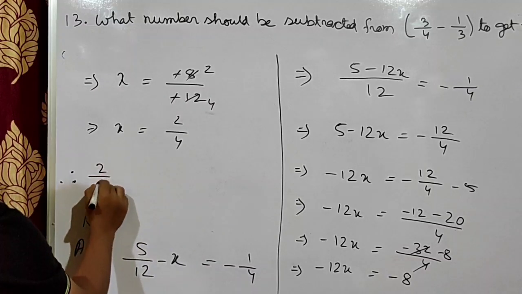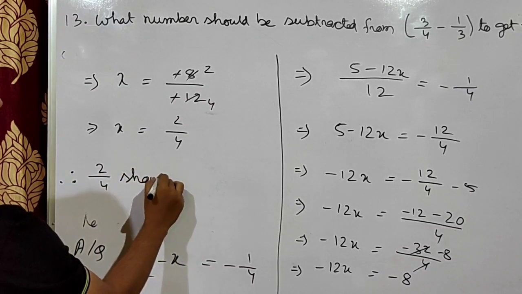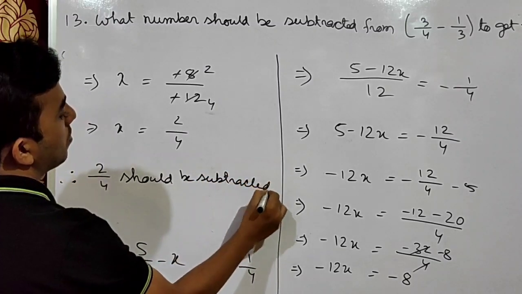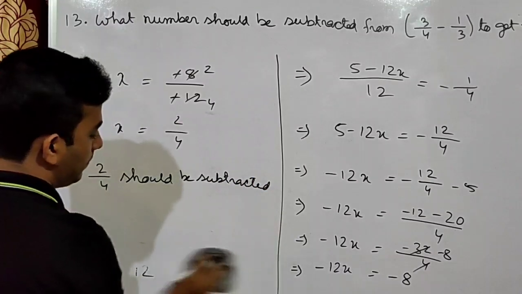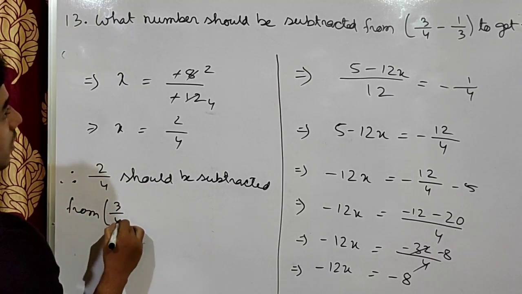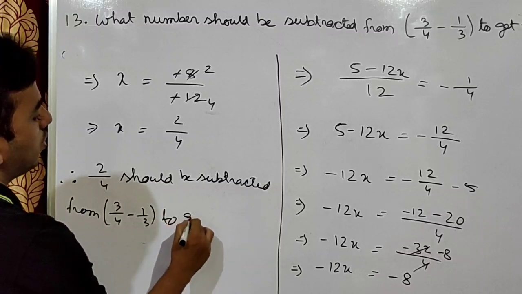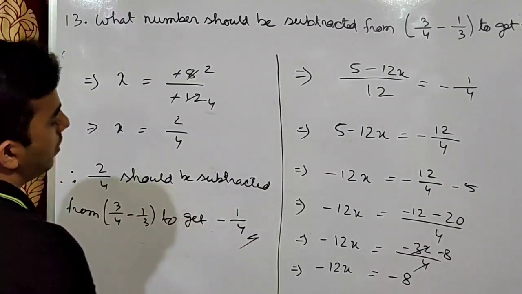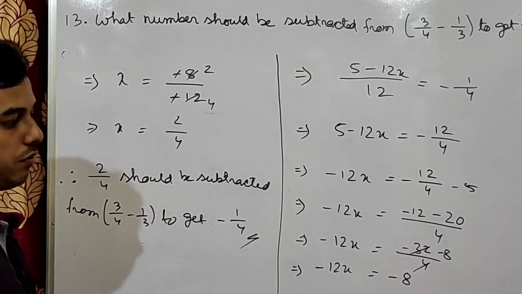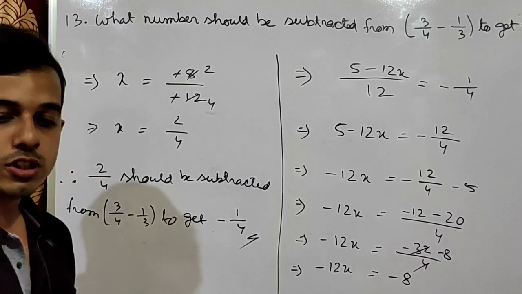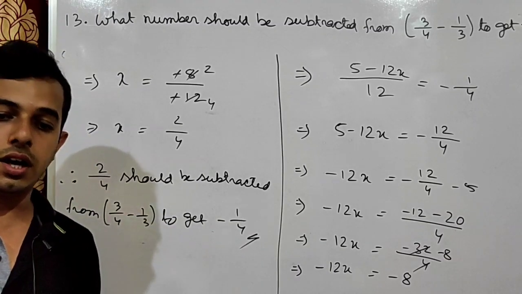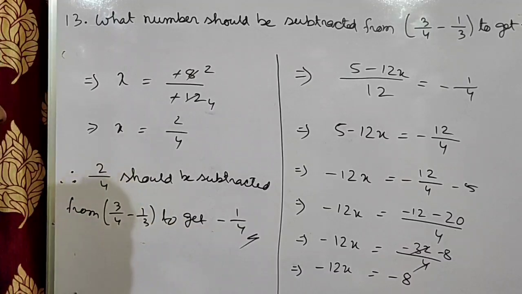So therefore, x, that is 2 by 4, should be subtracted from 3 by 4 minus 1 by 3 to get minus 1 by 4. Very easy, right? Just consider the number as x, then you will find the value of x. So now let's proceed to our next question, question number 14. Here the question is: by suitable arrangement, find the sum of. So let's write the question.